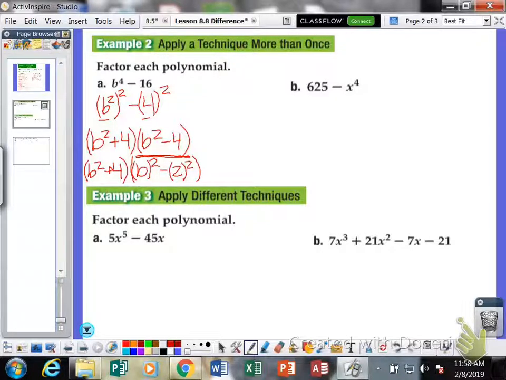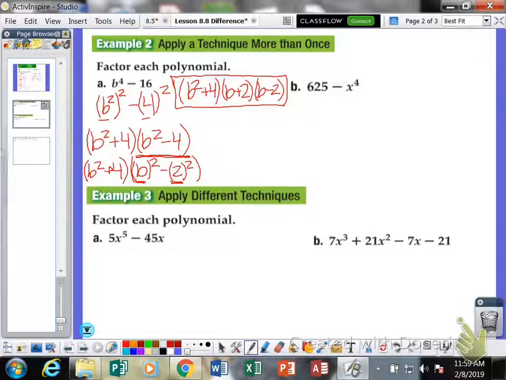Okay? Now we're just going to follow that formula. So I still have my b squared plus 4. And then following that formula, I'm going to have one quantity that's subtracting, one quantity that's adding, using these terms that are in that parentheses in my last step. So I'm going to have b plus 2 and b minus 2. And that would be my final answer there.